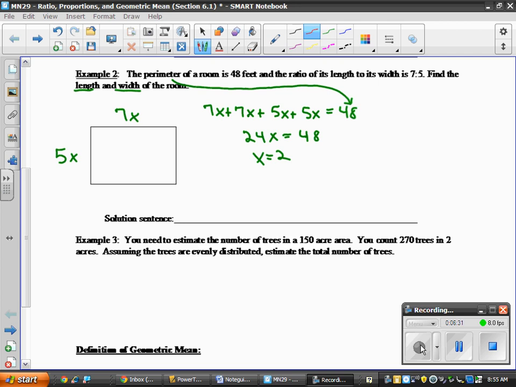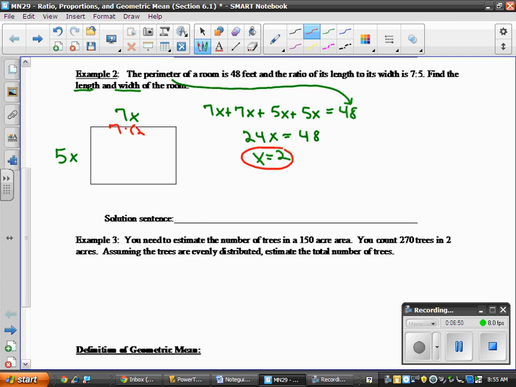Welcome back. As you can see, I found that the side ratios are 7x to 5x, and I found that my x value is 2, by using the same method as I did in example 1. I can now take this 2 and put it in for x to find my actual length of my rectangle, which in this case would be 14 feet. I wasn't sure what the units were. And then over here, 5 times 2 is going to give me a width of 10 feet.